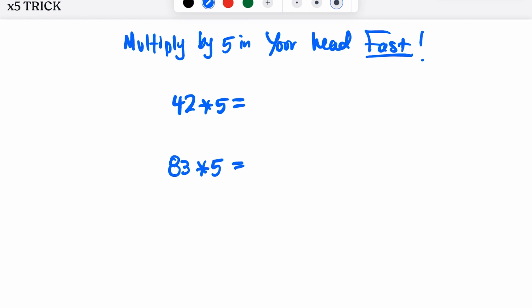Hey, you want to learn a cool trick on how to multiply by 5 in your head fast? Here's the trick. What you do is you check, is that even or odd? Even, so you're going to put a 0. And then you're going to cut 42 in half, which is 21, and your answer is 210.